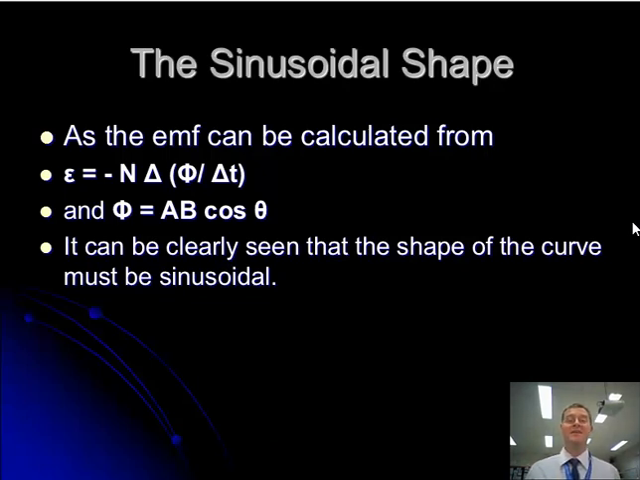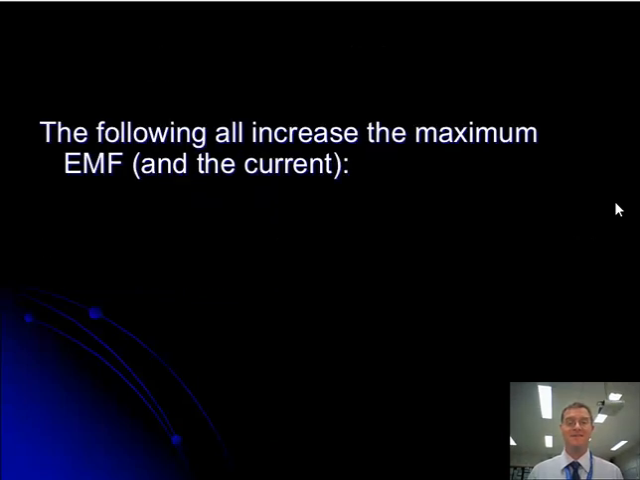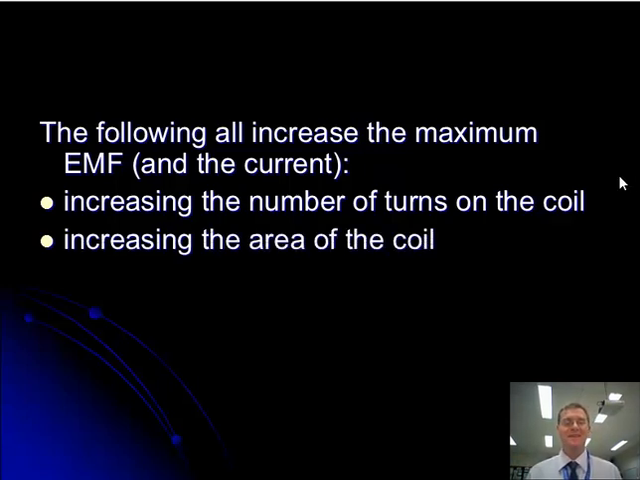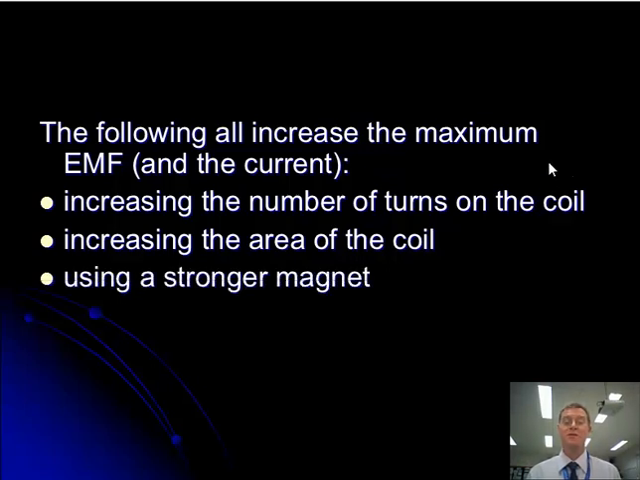And we've got to recognize here that both the EMF and the current would be in phase with each other. So the greater the EMF, the greater the current. The less the EMF, the less the current. So the ways we could increase this: we can increase the number of turns on the coil, so that's increasing the value for N in Faraday's law. Increase the area of the coil, so that would be increasing the value for A inside the magnetic flux calculation. Using a stronger magnet, so increasing the value for B, the magnetic field strength.